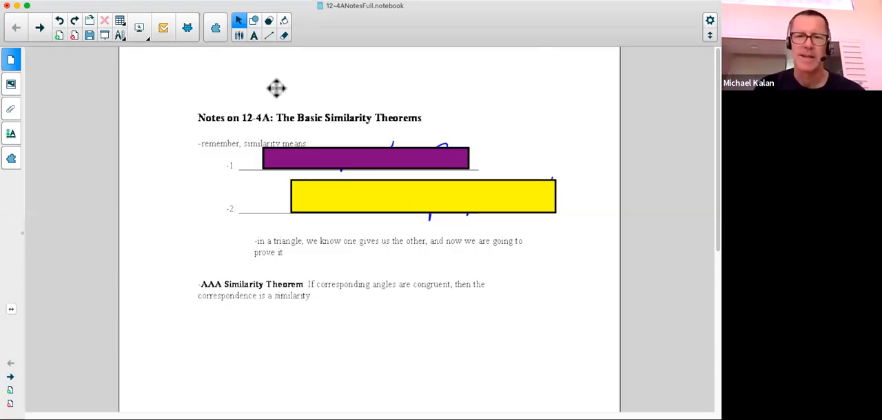All right, we are going to dive into similarity some more. Yes, the basic similarity theorem. Okay, so remember, what are the two things that similarity means? See if you can remember what they are.